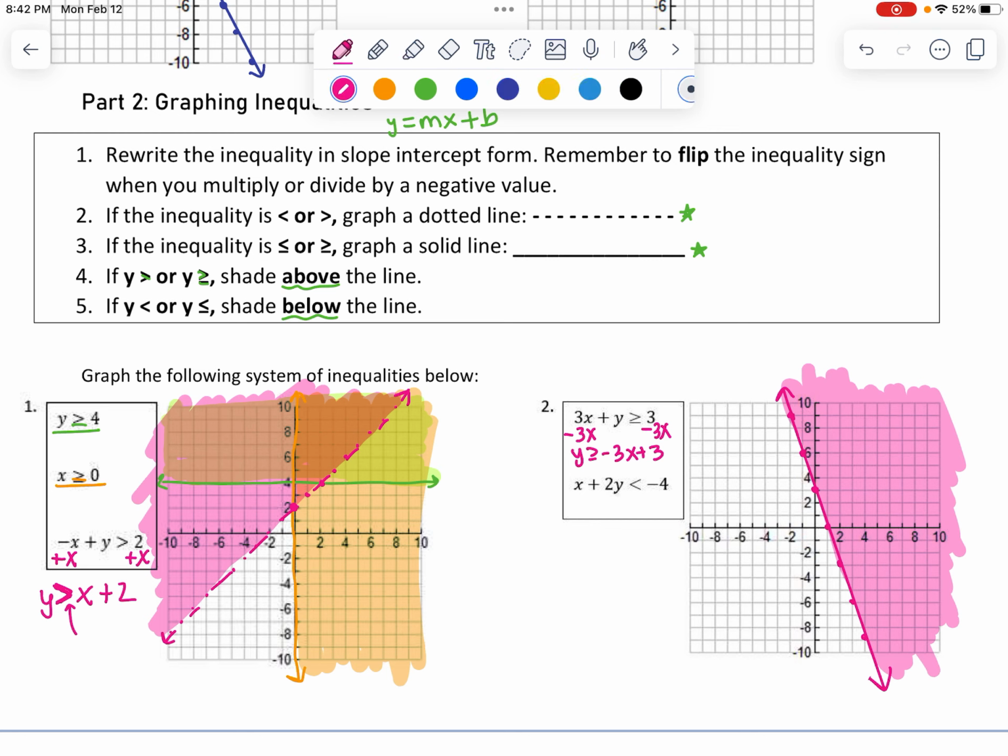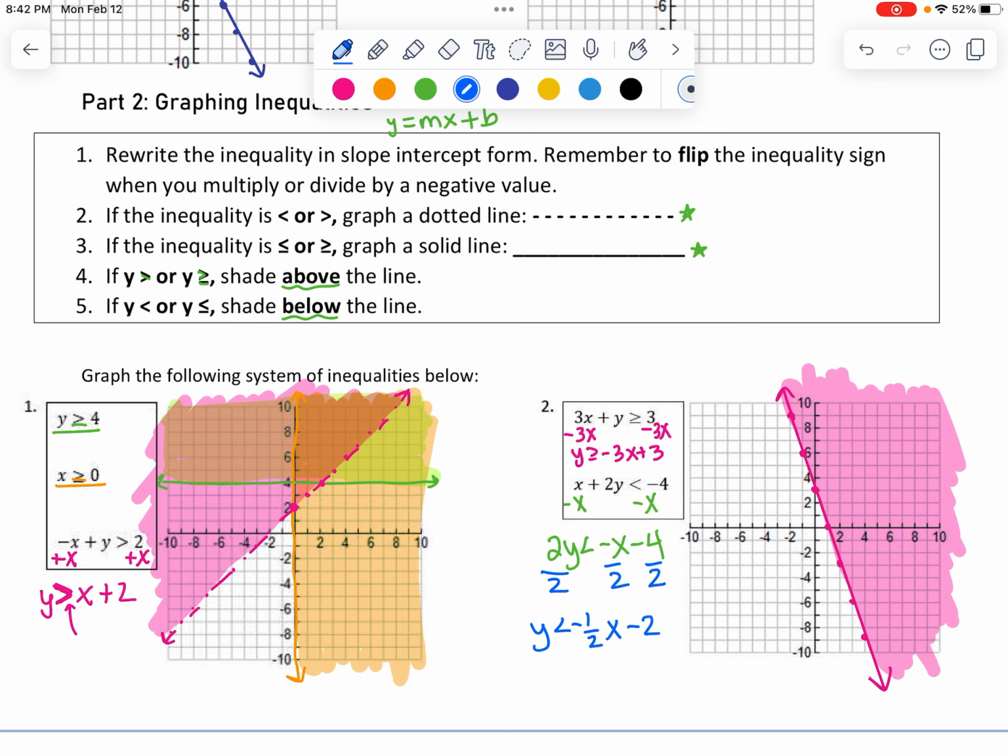All right, and then let's draw the other line. So again, step 1, I need to get it equal to y. So I'll subtract x over. I get 2y is less than -x minus 4. But in this one, I have another step because there's a 2 in front of the y. So I must divide every term by 2. And we get y is less than -1/2 x minus 2.